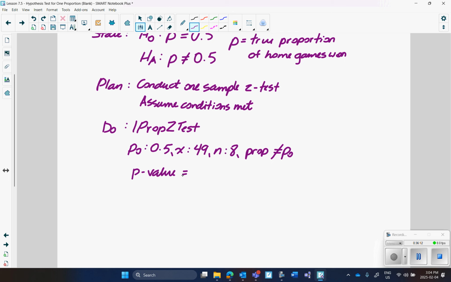So when you do that one, the only thing you have to change on your test is from greater than P0 to not equal to P0, and then you calculate it. Notice the p-value, boy, it's really 0.286, almost 29% probability. Okay.